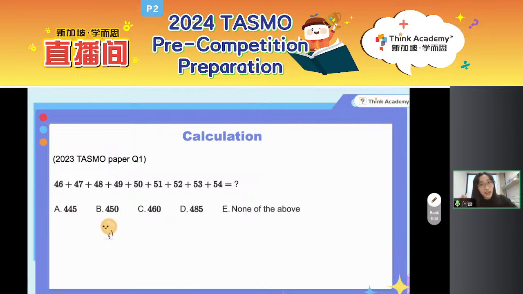Okay, we start from the ones place. 6 plus 7, that is a 13. Carry over 1. 4 plus 4, that is 8. 8 plus 1, okay, 93. Okay, and then 93 plus 48. And then plus 49. And then plus 50. And then one by one, right? Okay, any faster way? Any faster way?